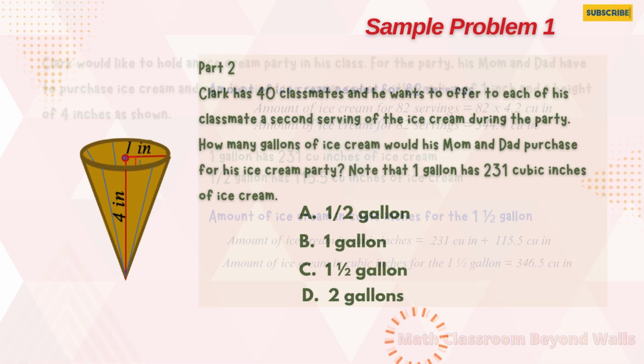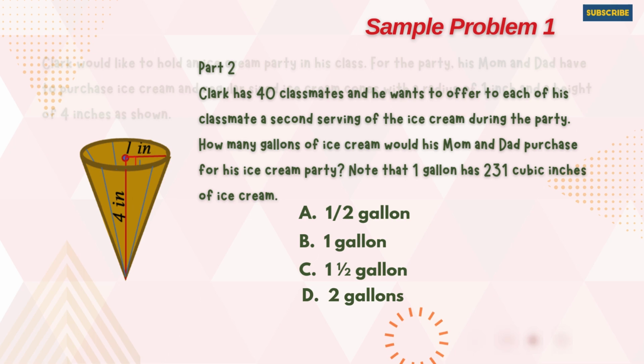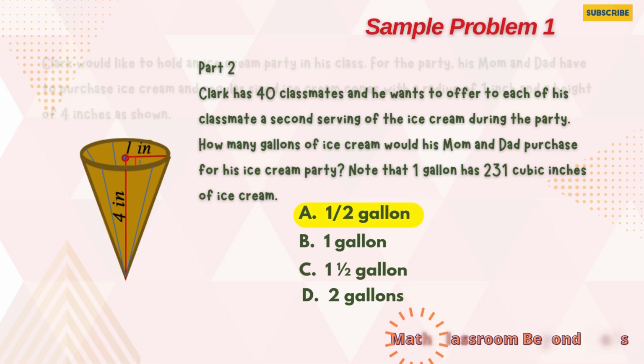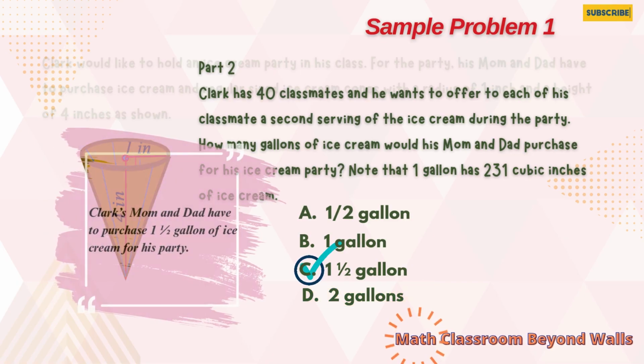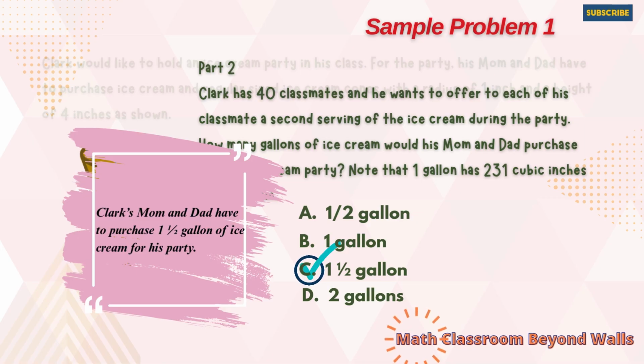So, how many gallons of ice cream would his mom and dad purchase for his ice cream party? What is our answer here, learners? Is it option A, option B, option C, or option D? Okay, so the answer is option C. So, Clark's mom and dad have to purchase 1.5 gallons of ice cream for his party. That was again easy. There you are, learners. I hope you acquired lots of learnings in today's video.